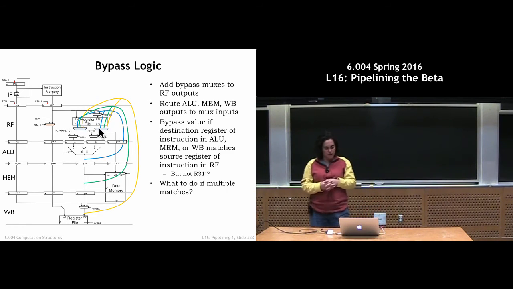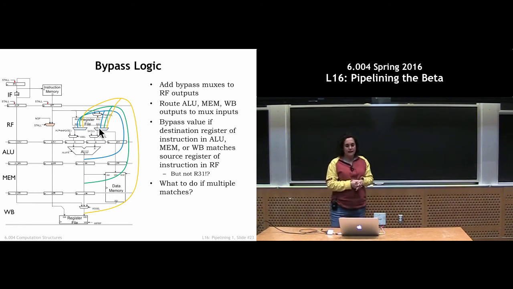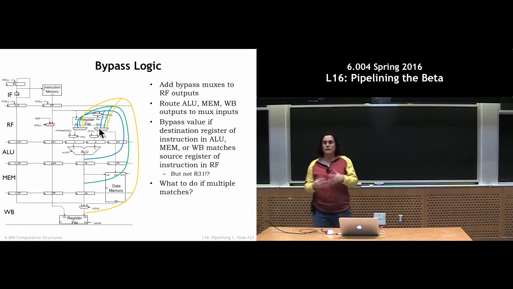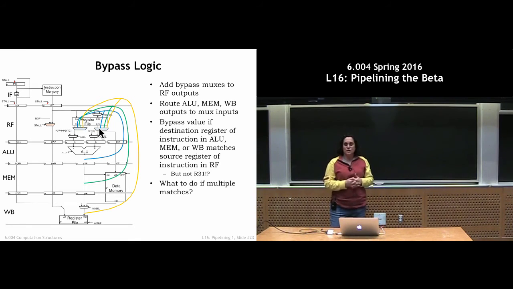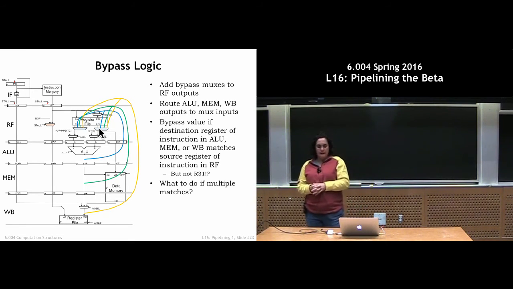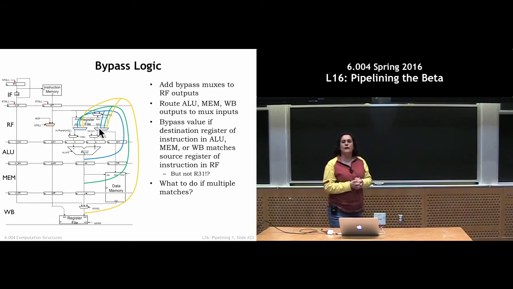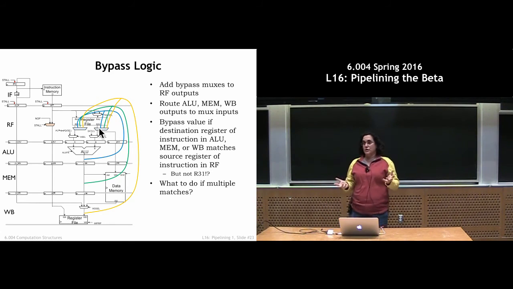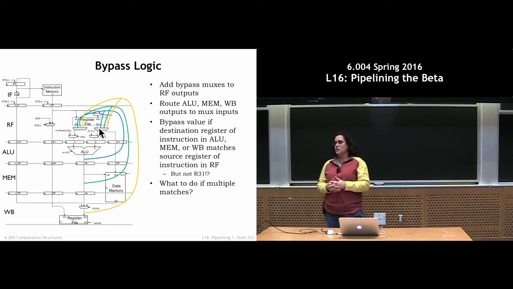And there's one other question which we need to ask ourselves, which is what happens if we have multiple of these matches? So let's say that I have an instruction in the ALU stage that's writing to register R2, and I have another instruction in the write-back stage that's writing to register R2, and I have an instruction in my RF stage that's trying to read register R2. Well, which one should I use? Any ideas?